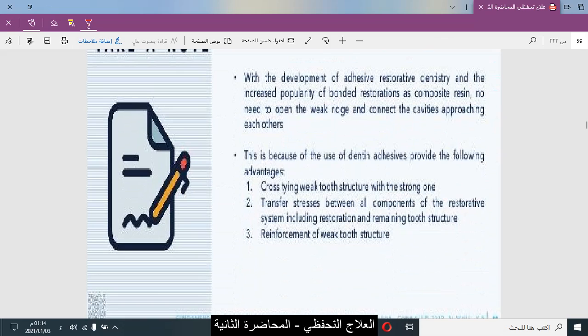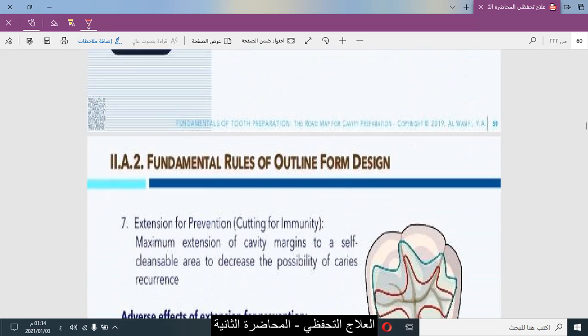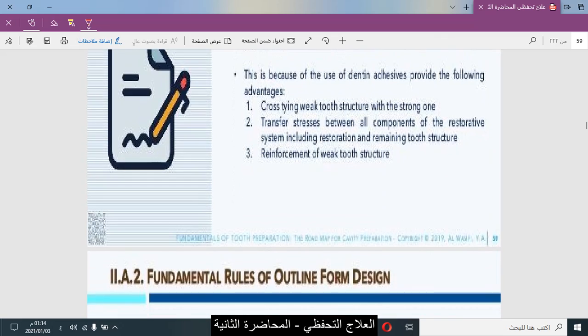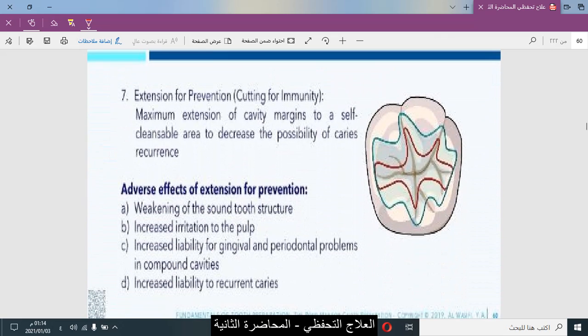This is the situation of weakening tooth structure: when transferring stress, as with adhesive restoration, the stress is transferred between the sides of the cavities. We reinforce the weak tooth structure this way, as I told you before. With adhesive restoration we can join the two cavities and reinforce these ridges, so stress concentration causing fracture in the remaining part is not possible. Extension for prevention.